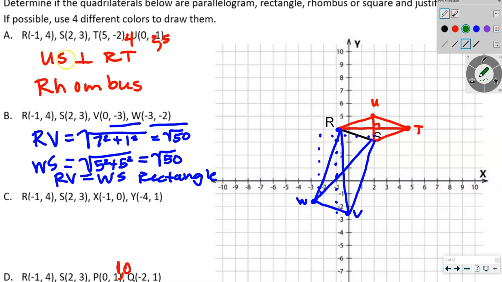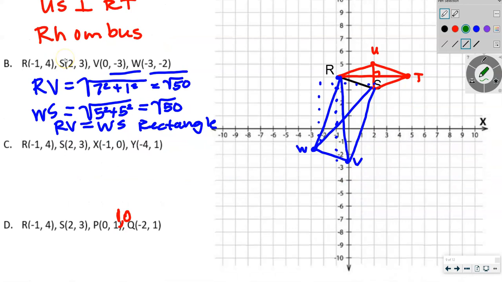So again, we already have RS on there, so we're going to look at X and Y. This is going to be -1, 0. -1, 0 is right there. That's X. And then we have Y, -4, 1. There's our Y. Okay, so we're drawing these up to that RS. So what do you notice about this one? What two shapes do you know for sure it's not? Rectangle and square, right? Okay, so it's either a parallelogram or it's a rhombus, right?